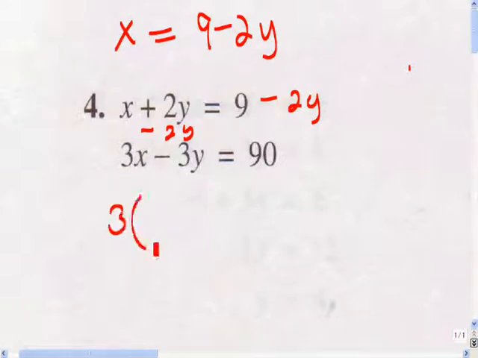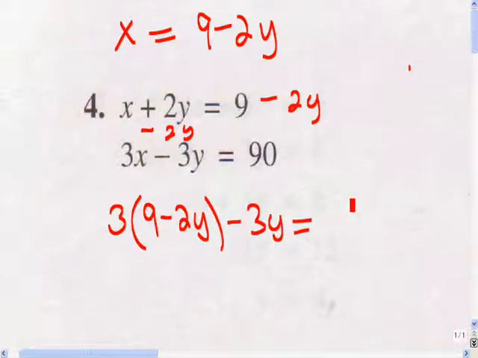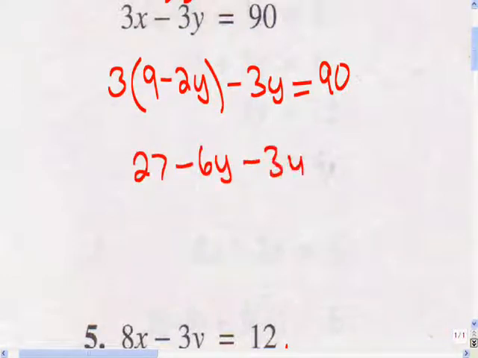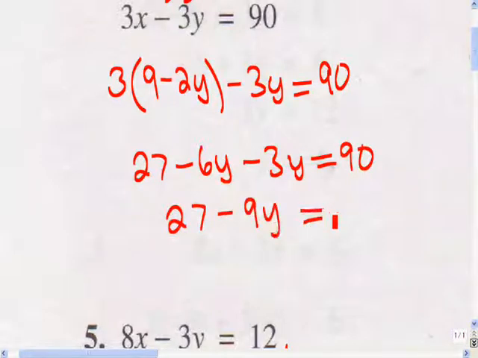So 3 times 9 minus 2y, minus 3y, equals 90. Now I'm going to multiply here, the 3 times everything inside the parentheses. That's going to give me 27 minus 6y minus 3y equals 90. And then negative 6y and negative 3y is 27 minus 9y equals 90.